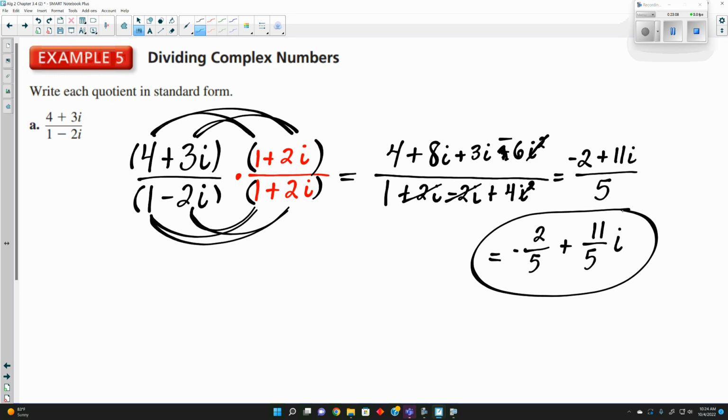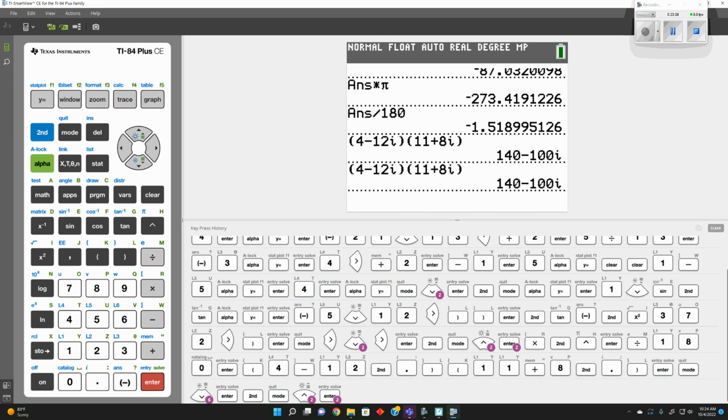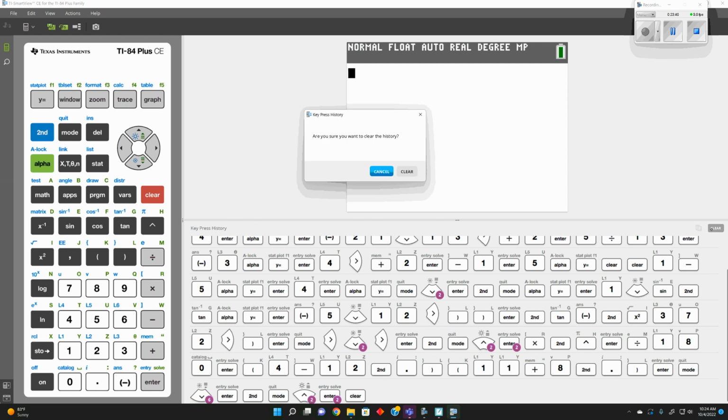So, why don't we try using the calculator for the next one? We ready for the next one? One minus 4i over 2 plus 3i. So we can pull the calculator up. I'm going to clear all that out.